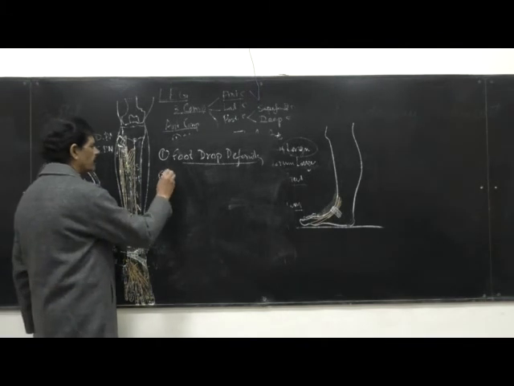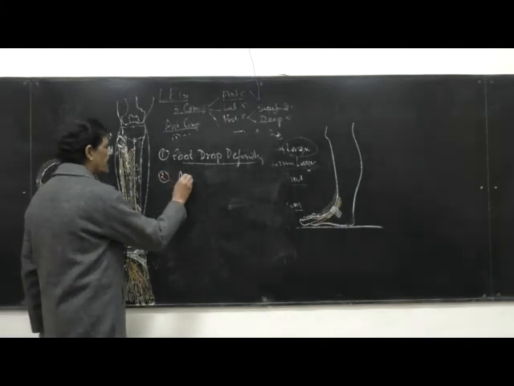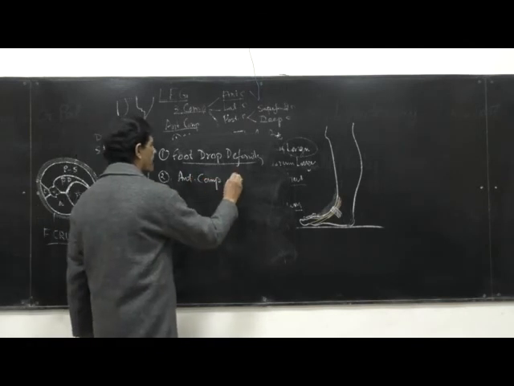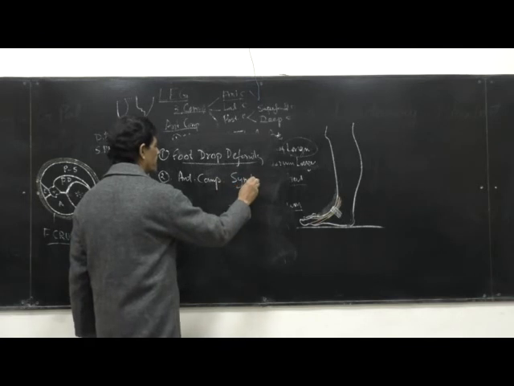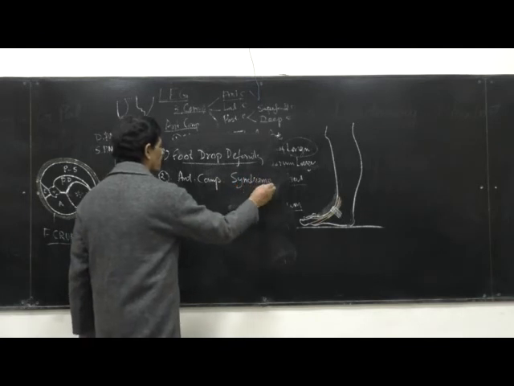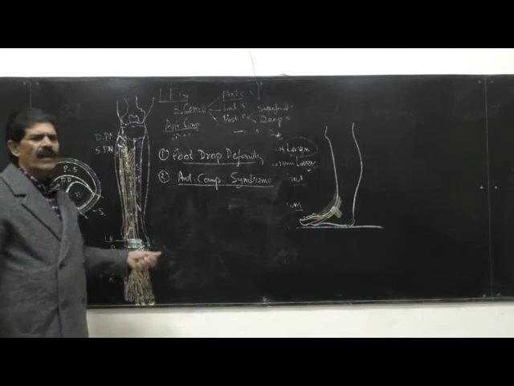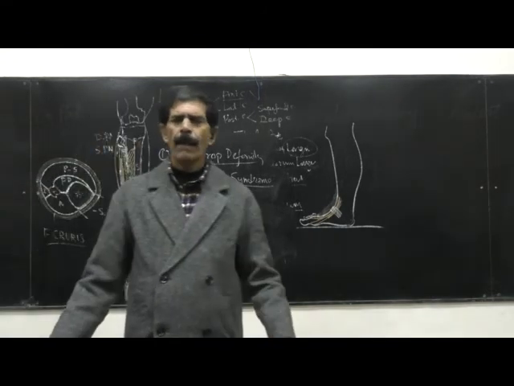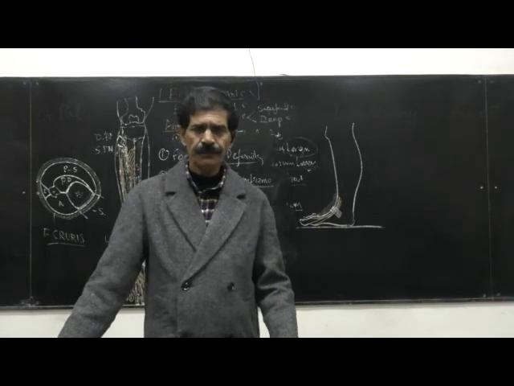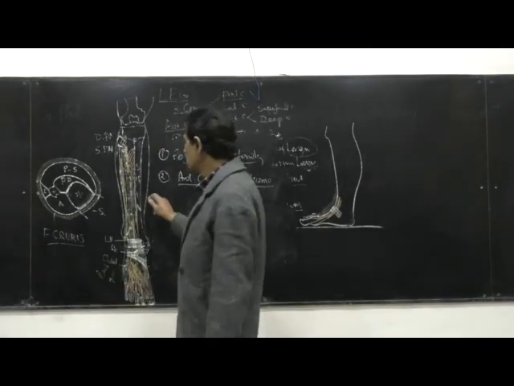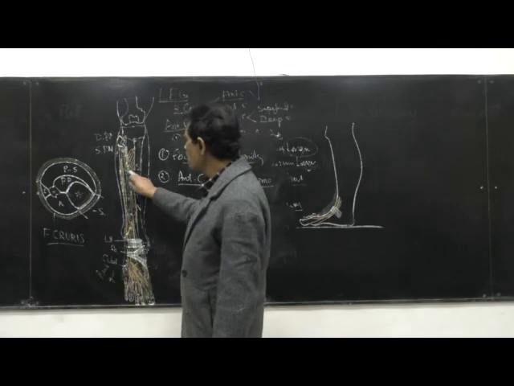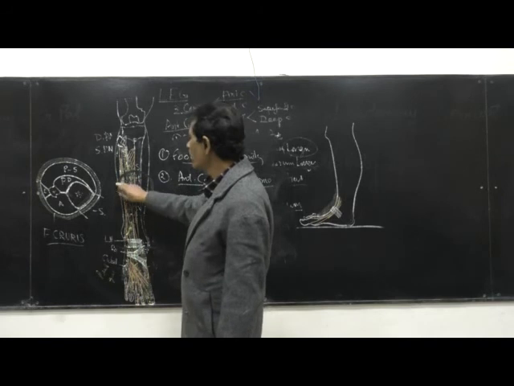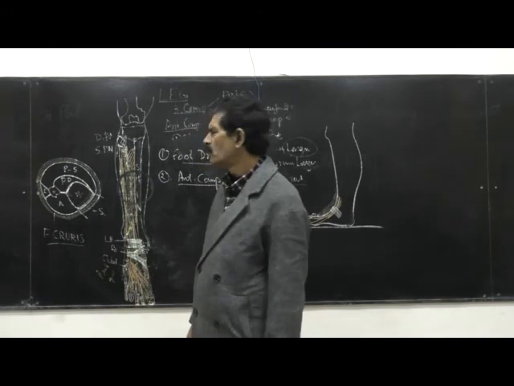Second is the anterior compartment syndrome. This anterior compartment syndrome is very common in cricketers or in sports injuries. So what happens when a cricket ball strikes the anterior compartment, in the front of the leg, somewhere here?